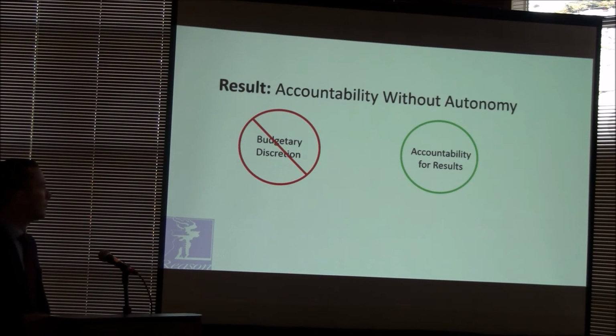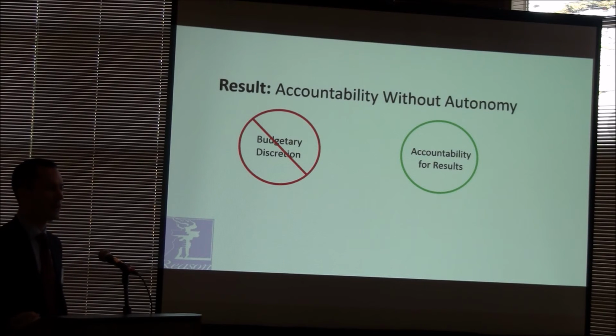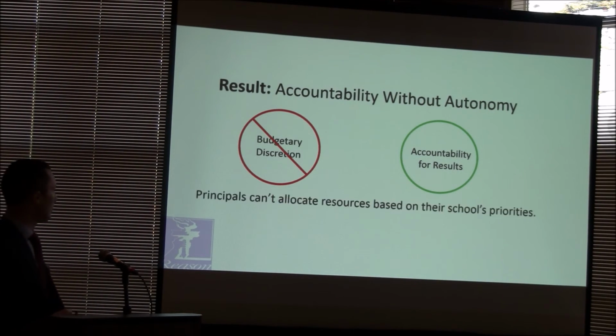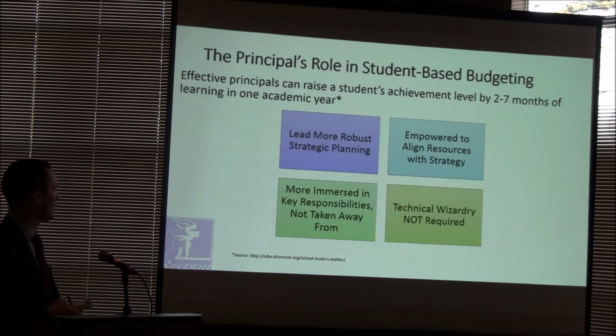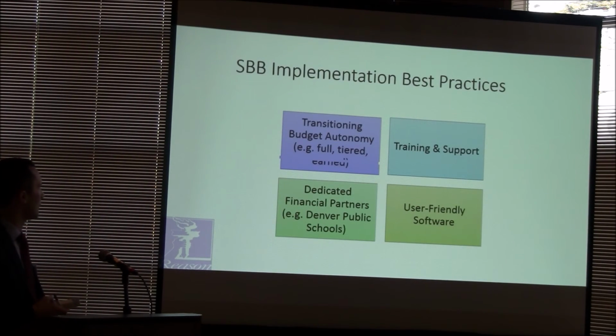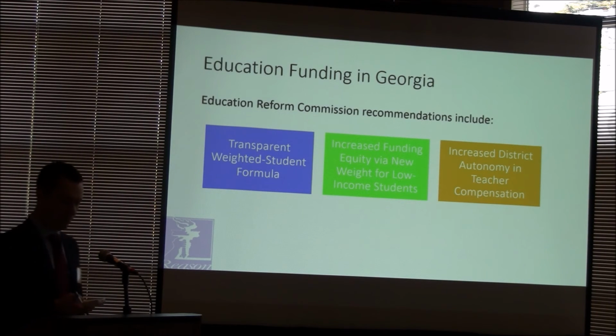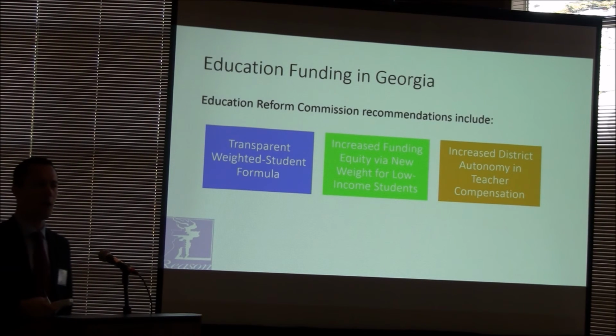So the result of this is a lack of budgetary discretion for principals, but they still have accountability for results. And basically they can't allocate resources based on their school's priorities. And so actually I don't have time to go through the principal's role in student-based budgeting. I'm going to end on this point right here.